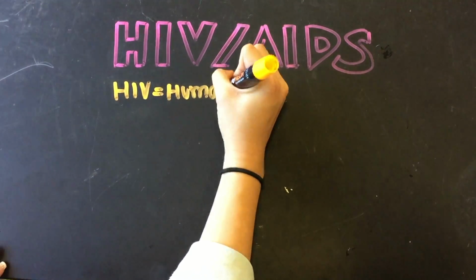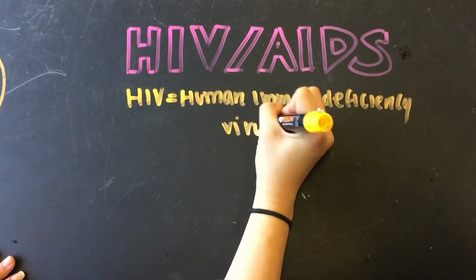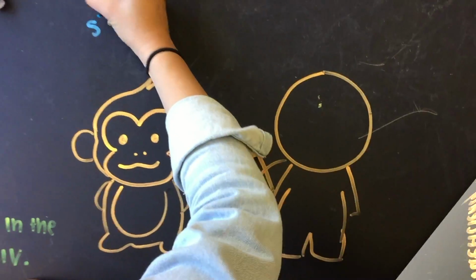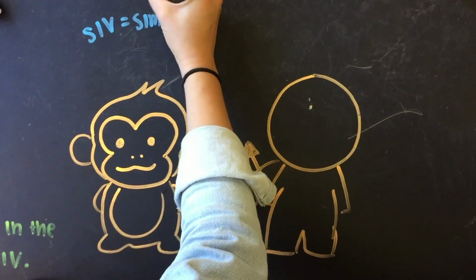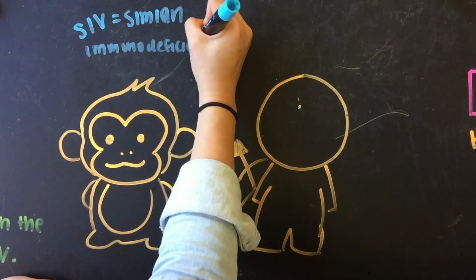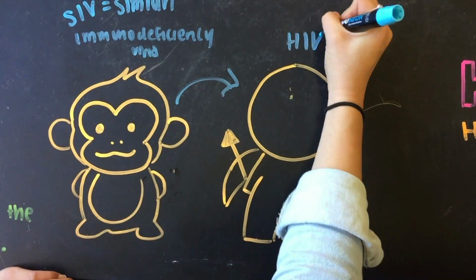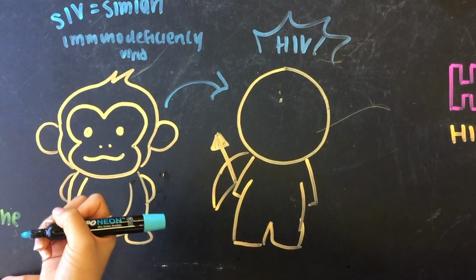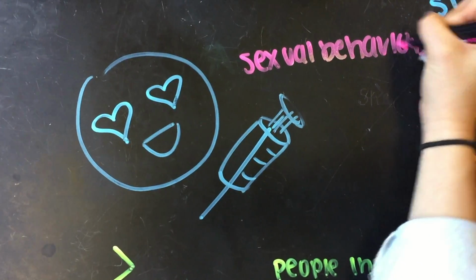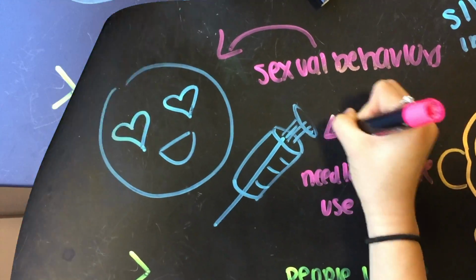HIV is the human immunodeficiency virus, and if left untreated, HIV can lead to AIDS, which is acquired immunodeficiency syndrome, the final stage of the infection. HIV came from the chimpanzee version of the immunodeficiency virus, which is called the simian immunodeficiency virus, or SIV. It was transmitted to humans and mutated into HIV when humans hunted these chimpanzees for meat and came in contact with their infected blood. Most commonly, people get or transmit HIV through sexual behaviors and needle or syringe use.